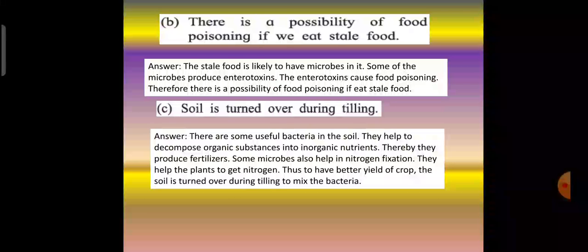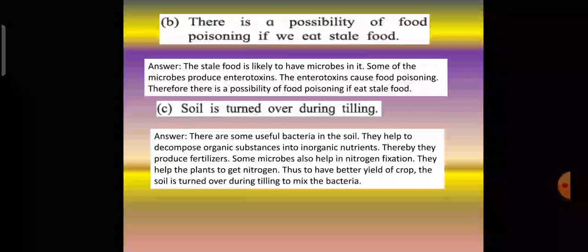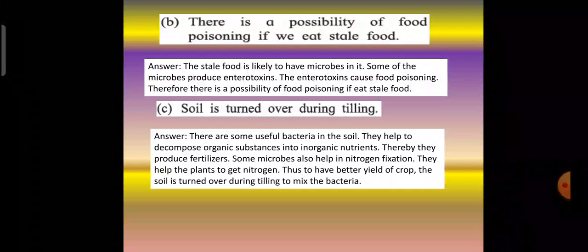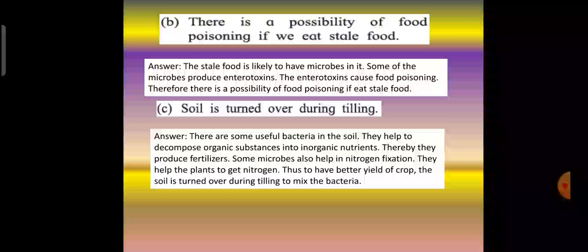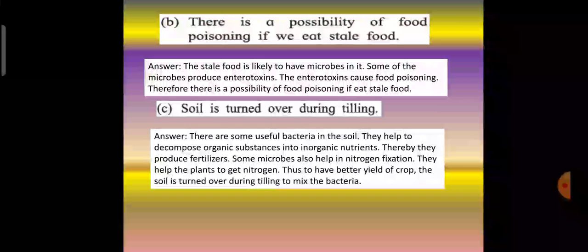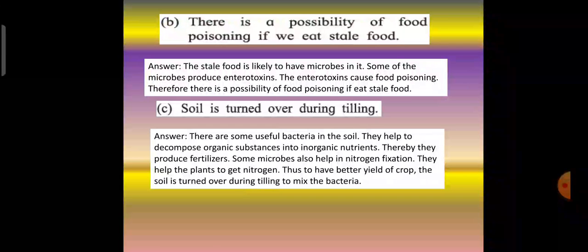There is a possibility of food poisoning if we eat stale food. Yes, of course. Stale food is likely to have microorganisms in it, and some of the microorganisms produce enterotoxins. What are enterotoxins? The toxins that are produced when the microorganism enters our intestine, that is the intestine of the host human, and these enterotoxins cause food poisoning. That is why we should avoid eating stale food.